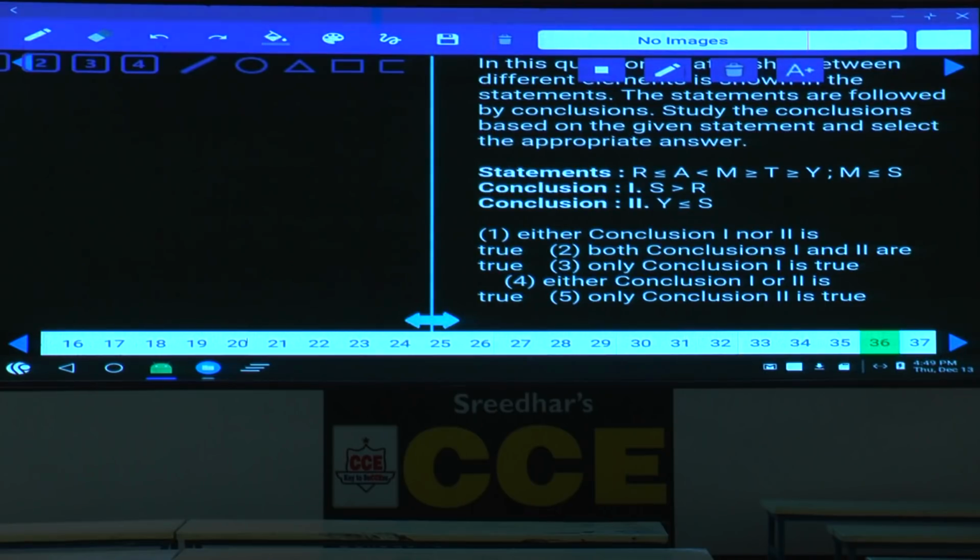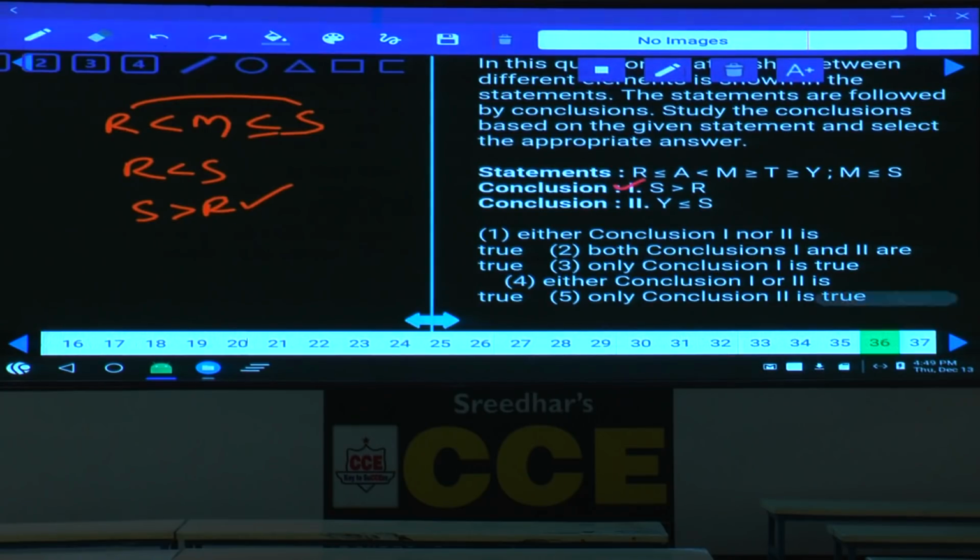Then question number 36. Now in question number 36, the relation between S and R. R is here and S is here. Tell me which element is common here? M is common. Now R to M, the relation between these two is R lesser than M, M lesser than or equals to S. Now the relation between R and S is R lesser than S is 2, which implies that S greater than R is 2. S greater than R, definitely true.